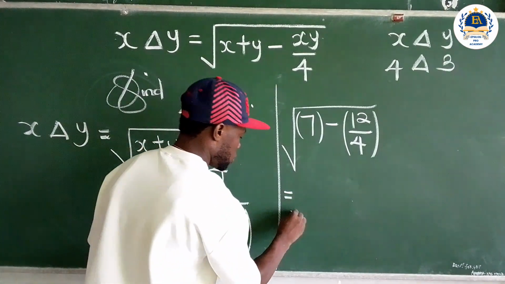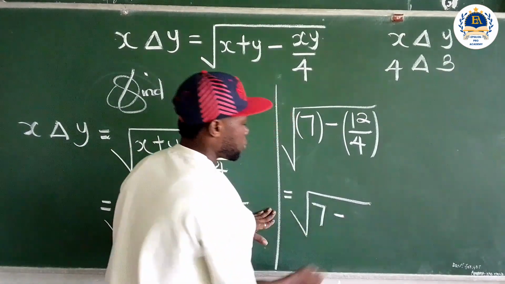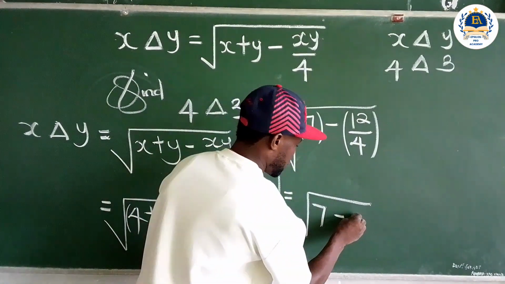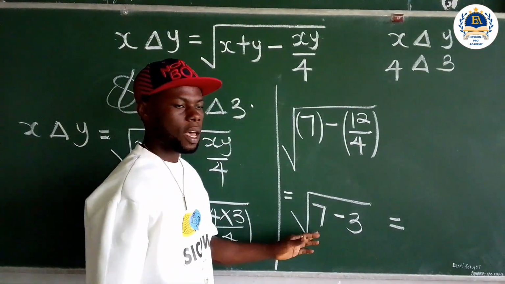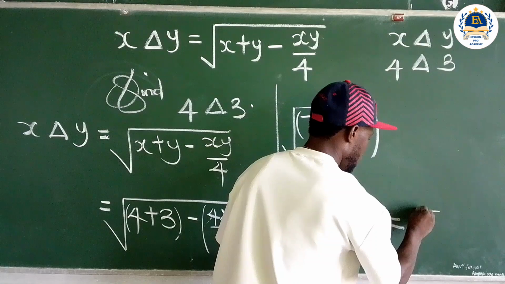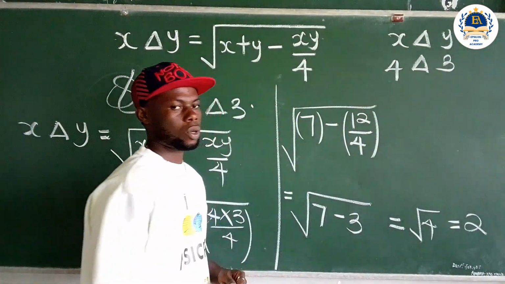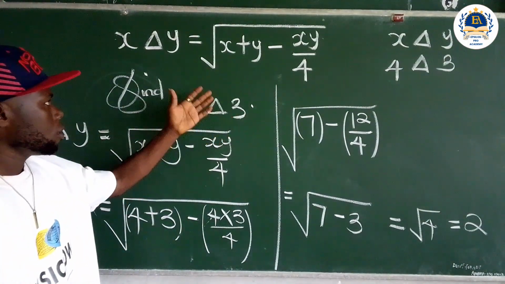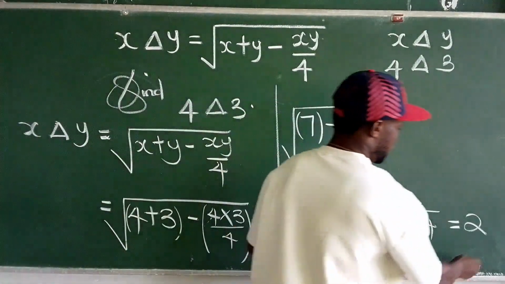And we have the square root of 7 minus, if you divide 12 by 4, we are going to obtain 3. So this gives the square root of 7 minus 3. 7 minus 3 gives 4. So we have the square root of 4, and the square root of 4 is equal to 2. So the solution to this problem, 4 delta 3 under this binary operation, is equal to 2. The final result is 2.